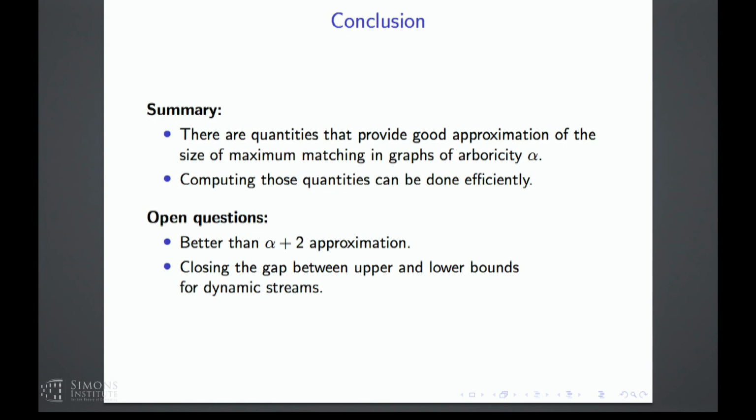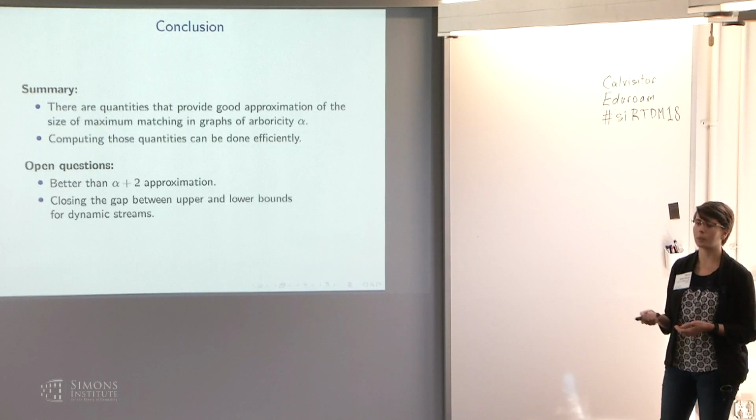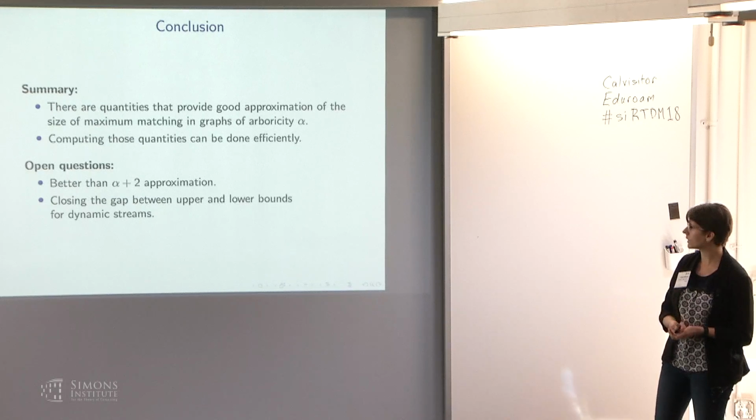All right, so in conclusion, I just want to give a quick summary. I talked about a few quantities that give a good approximation of the size of maximum matching if we know that the arboricity of our graph is bounded by alpha. And I also showed how those quantities can be efficiently computed in various streaming models.